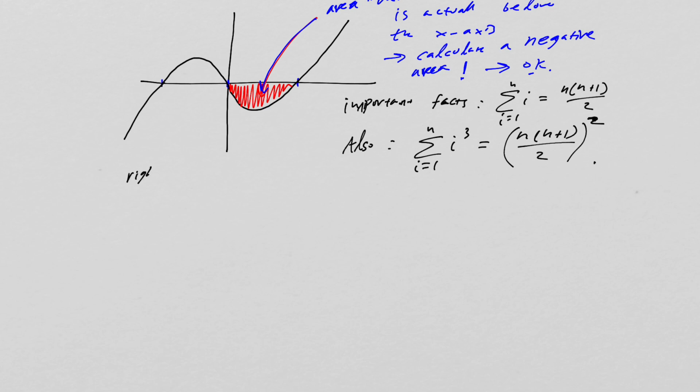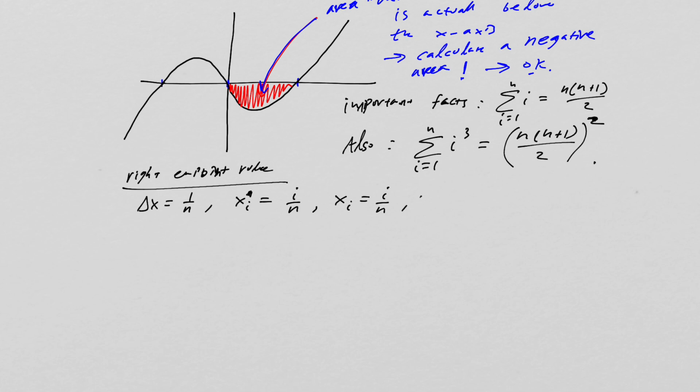Again, I'll use the right endpoint rule. The theorem says that we can use any rule we like, and I just find this one to be the most convenient. Again, delta x is going to be 1 over n, and my xi stars are going to be i over n, just like before. And of course the partitions are going to be i over n, with i going from 0 all the way up to n. And for this one, i is going to start at 1 and go all the way to n. So there is a slight difference between partitions and representative points. Okay, now we just have to construct it.